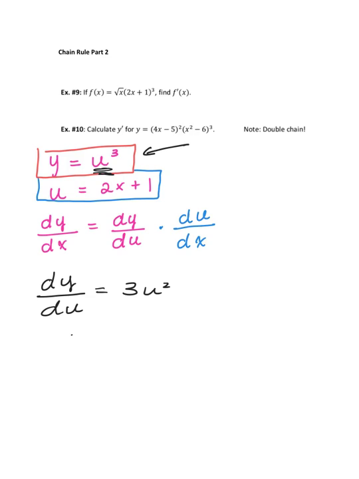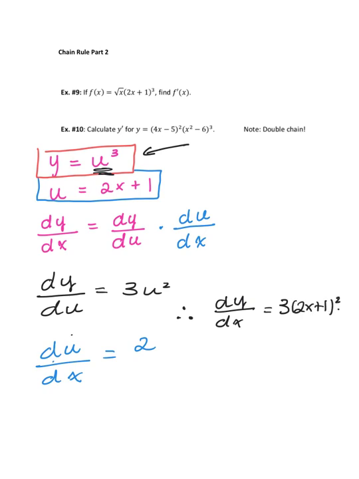So that part of it, let's see, let's do blue, darker blue. So du over dx is going to be differentiating the inside function, which is just 2, right? And the chain rule says multiply both of them together, and we can substitute our u in. So, therefore, dy over dx is equal to 3 times 2x plus 1 squared times 2, right?